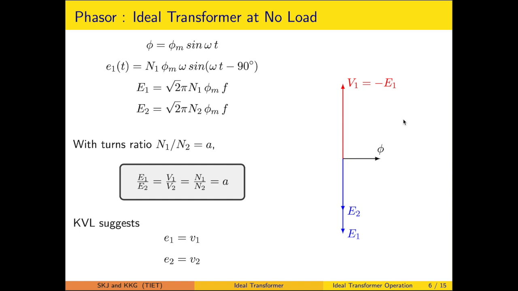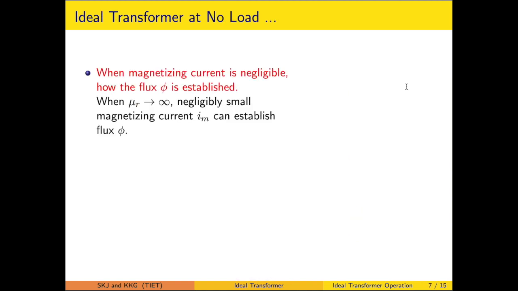So we come to the point that there is a contradiction here. We are writing E1 is equal to V1, but here we are writing V1 is equal to minus of E1. What is the rationale behind this contradiction will also be explained. So there are two arrangements which need to be clarified.